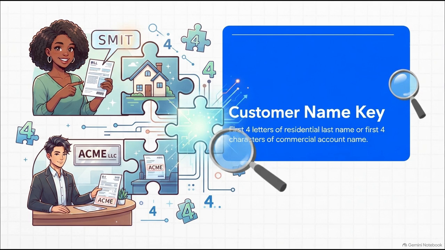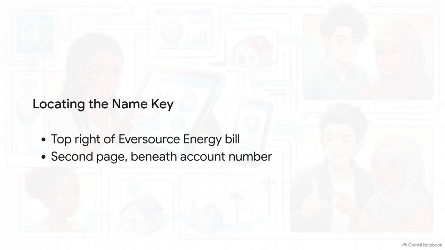For a residential account, the customer name key is typically just the first 4 letters of the last name on the account. Super simple. However, if it's a commercial or business account, it's the first 4 characters of the business name. And yes, believe it or not, that actually includes spaces. It's a clever little identifier, but if you don't know that specific formula, it can be incredibly frustrating to figure out on your own. So where does this name key actually live on the page?